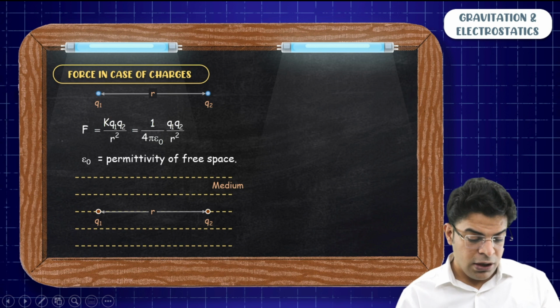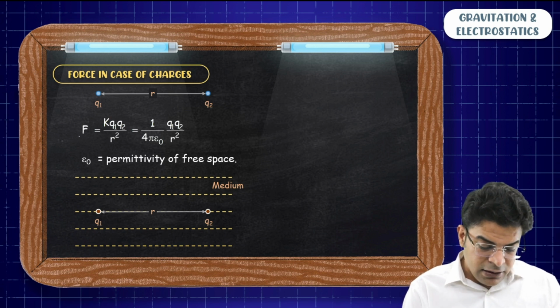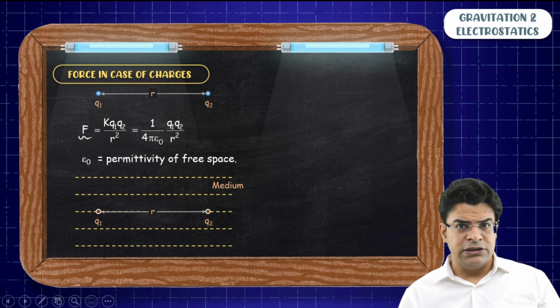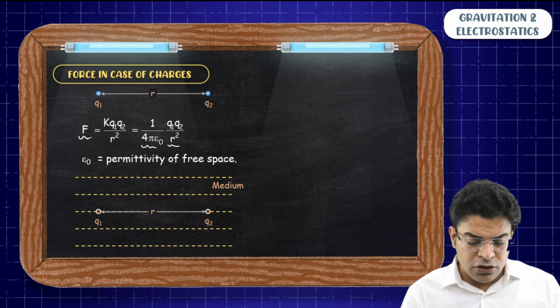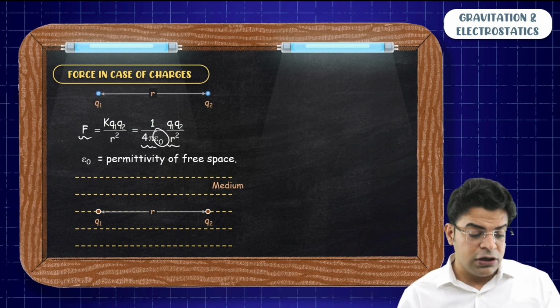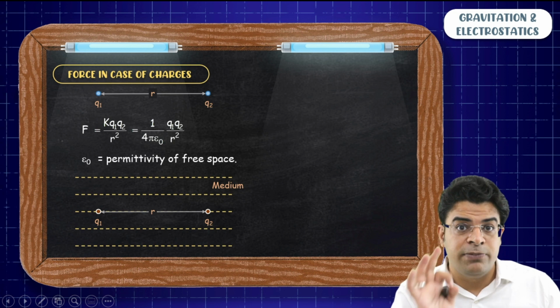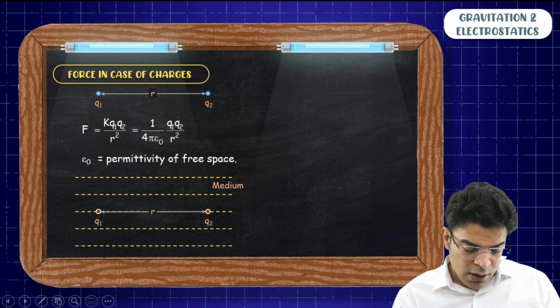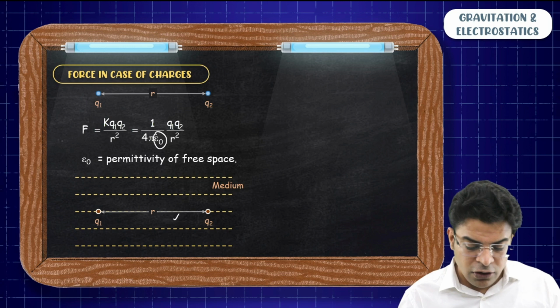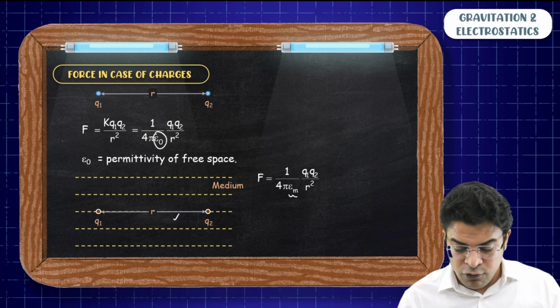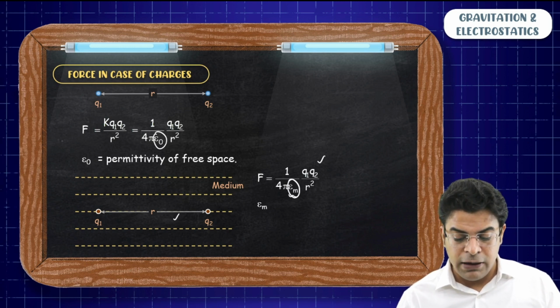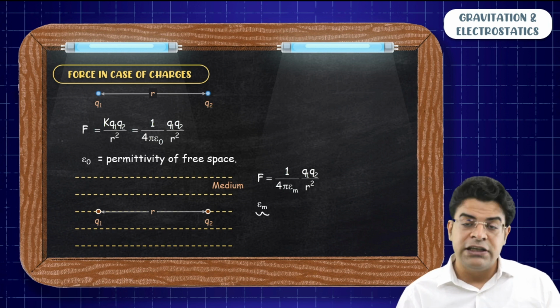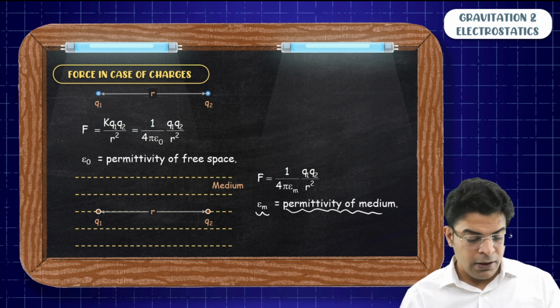Which value? Here, we say that the force acting between the two charges is given by 1 by 4 pi epsilon naught q1 q2 by r square, where epsilon naught is the permittivity of free space, the permittivity for vacuum. For a medium, in place of epsilon naught, we write 1 by 4 pi epsilon m q1 q2 by r square. Here epsilon m is the permittivity of the medium.